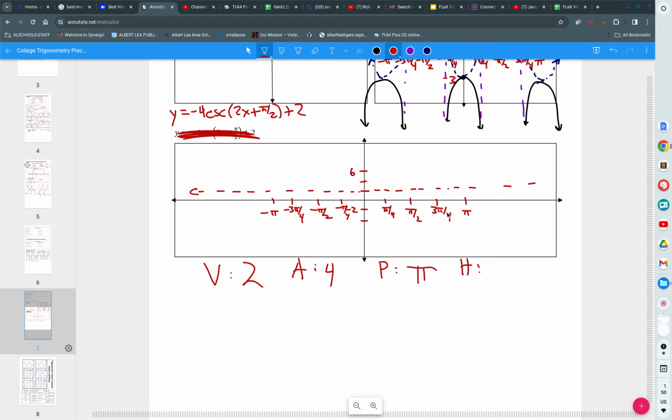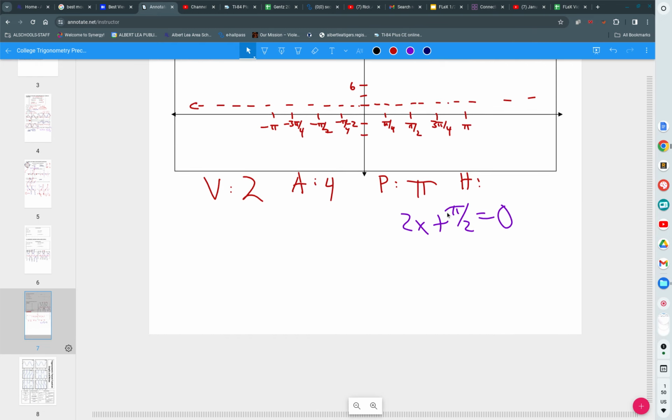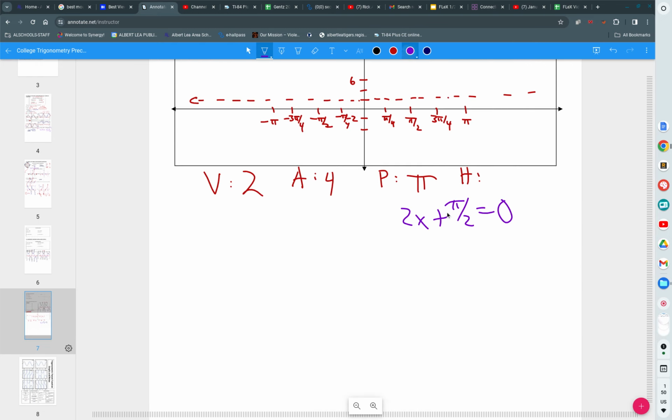Now let's identify the horizontal shift. To identify it, I take the inside, 2x plus pi over 2, and set that equal to 0. I subtract the pi over 2 from both sides. I get 2x is equal to negative pi over 2. What happens when you take negative pi over 2 and divide it by 2? Negative pi over 4.